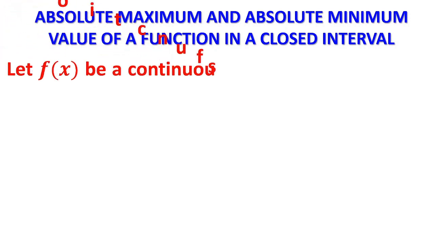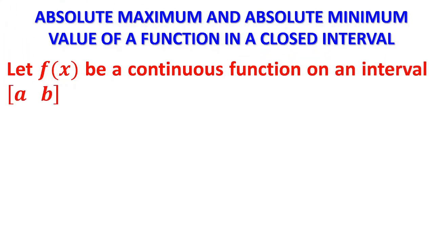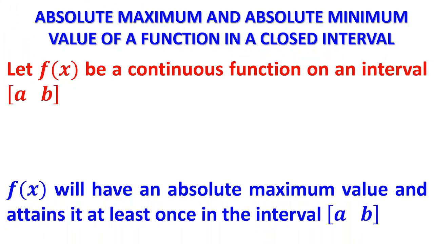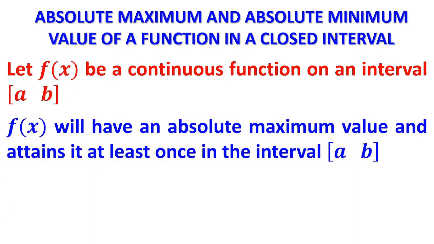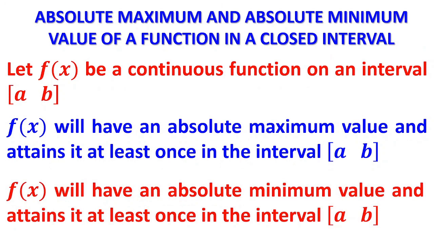Let us see what we mean by absolute maximum and absolute minimum value of a function in a closed interval. Let f of x be a continuous function on a closed interval [a, b]. F of x will have an absolute maximum value and attain it at least once in the interval, and will have an absolute minimum value and attain it at least once in the interval.